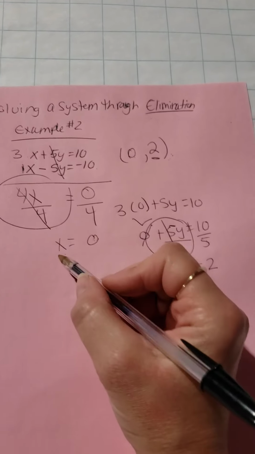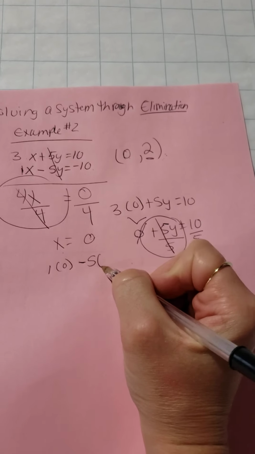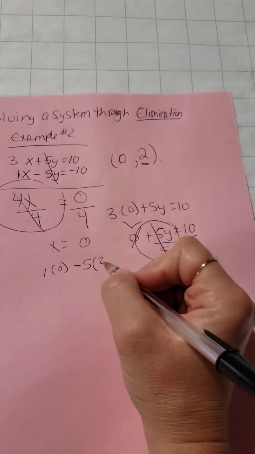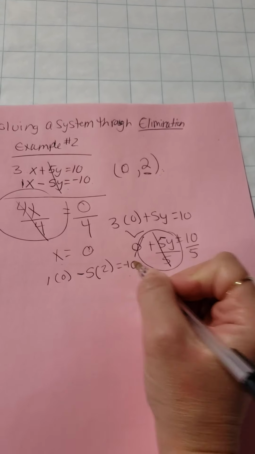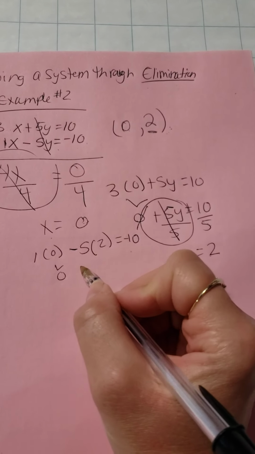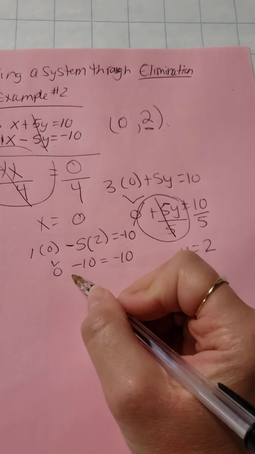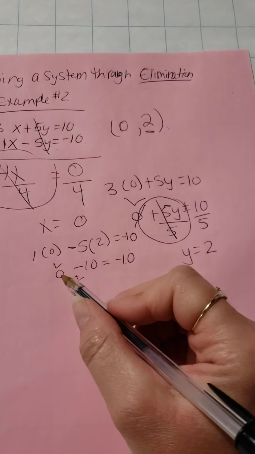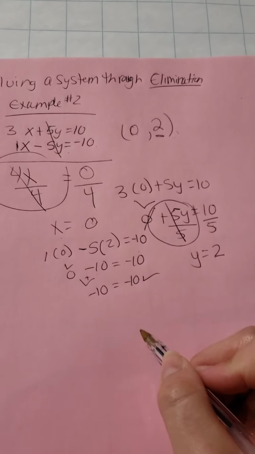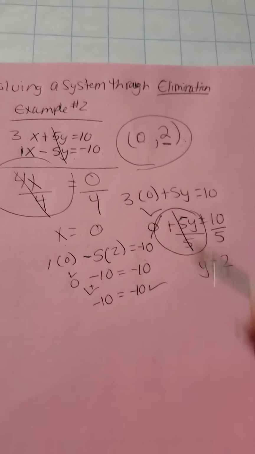So instead of 1x, I'm going to do 1 times 0 minus 5 times, now instead of y, I'm going to use 2, right? 5 times 2. And let's see if that equals -10. All right, 1 times 0 is 0. -5 times 2 is -10. 0 plus -10, okay, because we're going to add those together, or 0 minus 10, however you want to think about it, is -10. And that equals -10. So I checked my solution and it works. Okay, so that is my solution.